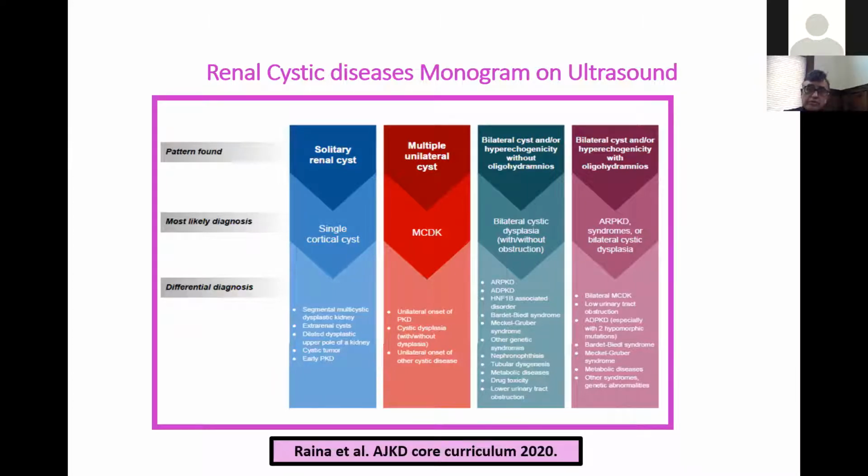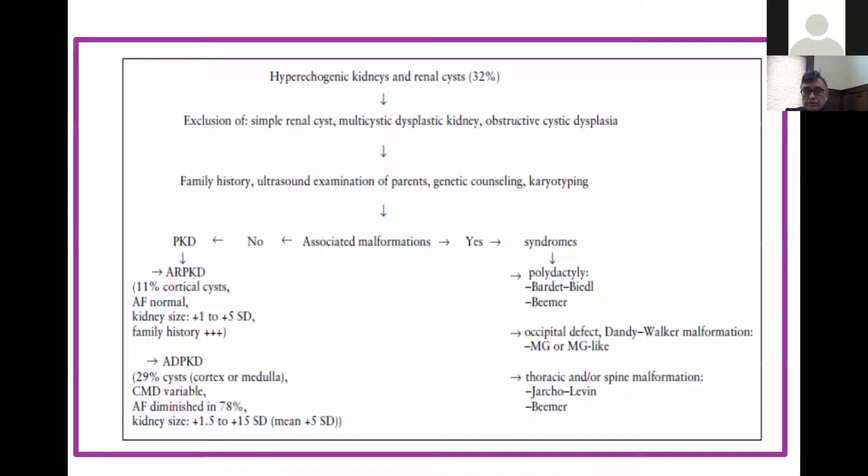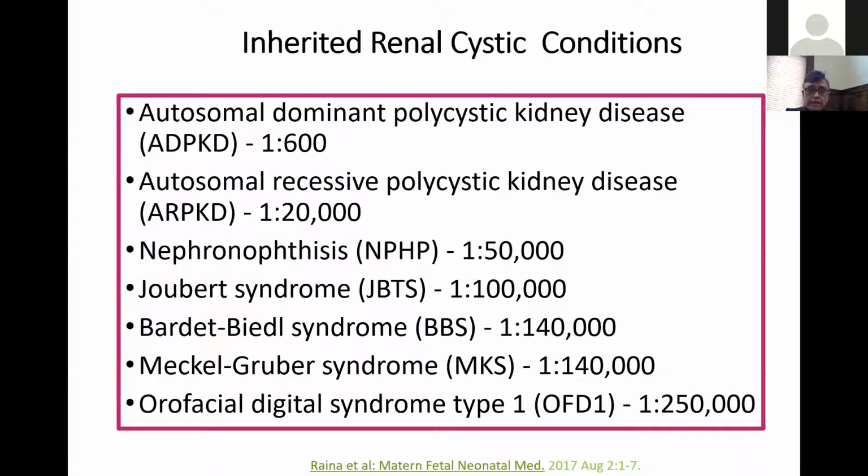So what I personally use is the renal ultrasound criteria, and then put it into the clinical perspective, which we have published: how can you look at and classify these patients in the genetic paradigm. Incidence: ADPKD is 1 in 600, ARPKD 1 in 20,000. Nephronophthisis, I see a lot of population with typical inheritance. Joubert syndrome, I have 2, 1 in 100,000. Bardet-Biedl, I have 3 or 4 patients. Meckel-Gruber syndrome that I showed you, the occipital defect. I have 1 patient with orofacial digital syndrome, OFD1.